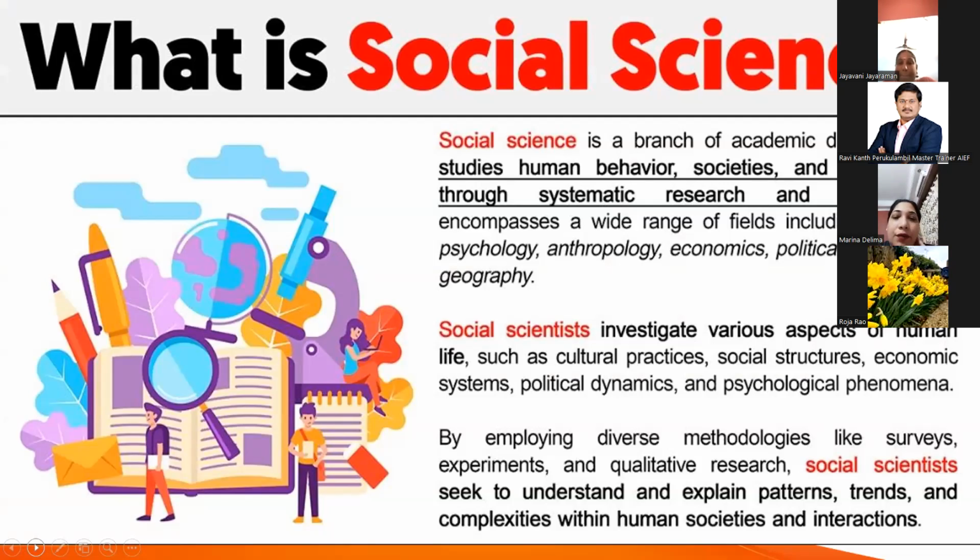Social science is a branch of academic disciplines that studies human behavior, societies, and relationships through systematic research and analysis. It encompasses a wide range of fields, including sociology, psychology, anthropology, economics, political science, and geography. Social scientists investigate various aspects of human life, such as cultural practices, social structures, economic systems, political dynamics, and psychological phenomena. By employing diverse methodologies like surveys, experiments, and qualitative research, social scientists seek to understand and explain patterns, trends, and complexities within human societies and interactions.